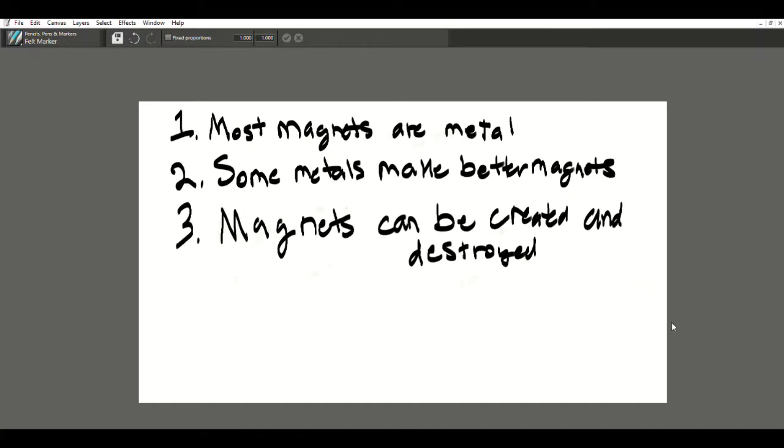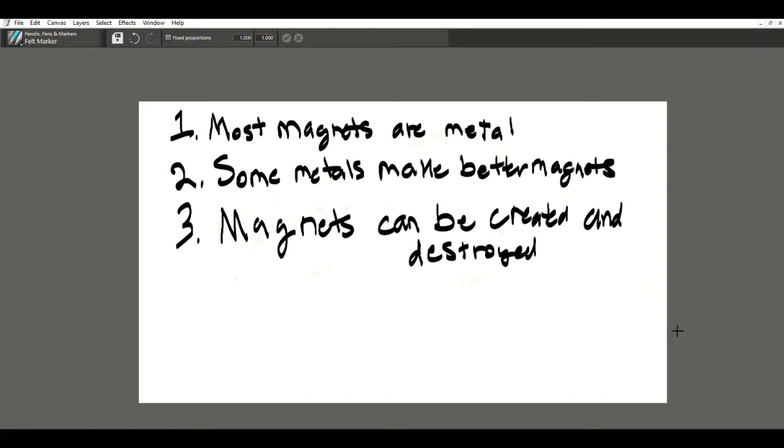Third is that magnets can be both created and destroyed. And so you could see this when the first bolt attracted the second bolt. It was acting as though it were a magnet, even though it wasn't a few moments ago. Two bolts touching each other just sitting on the table don't behave magnetically, but once one of them is attached to a magnet, it seems to work as though it itself is a magnet.